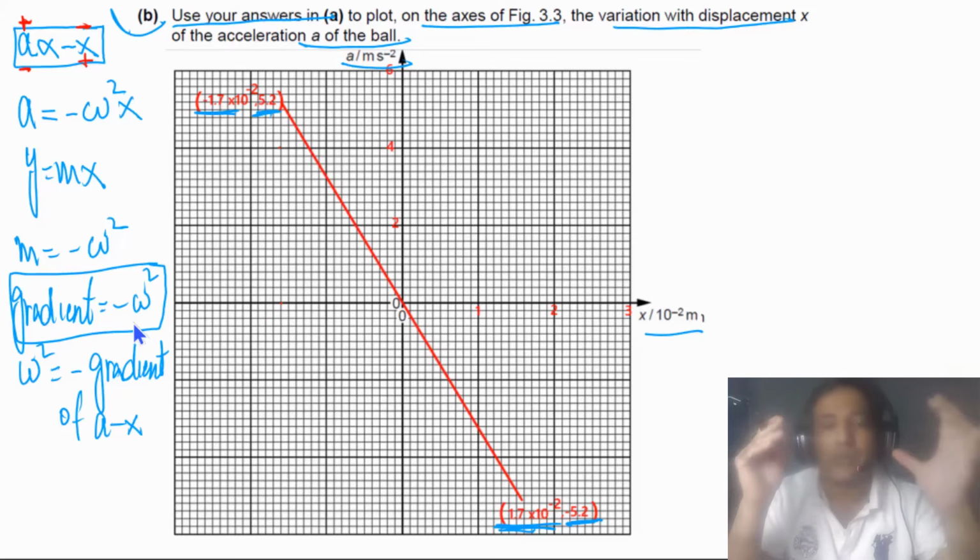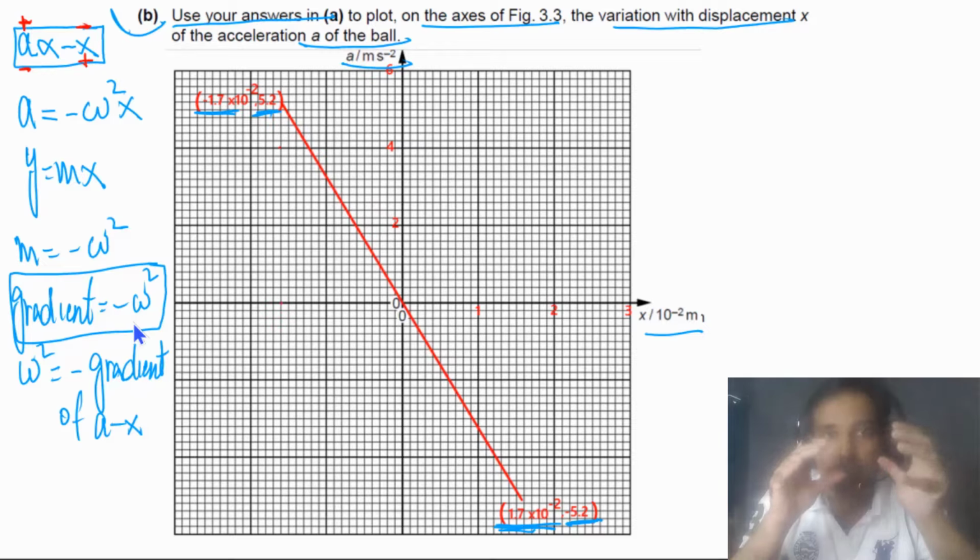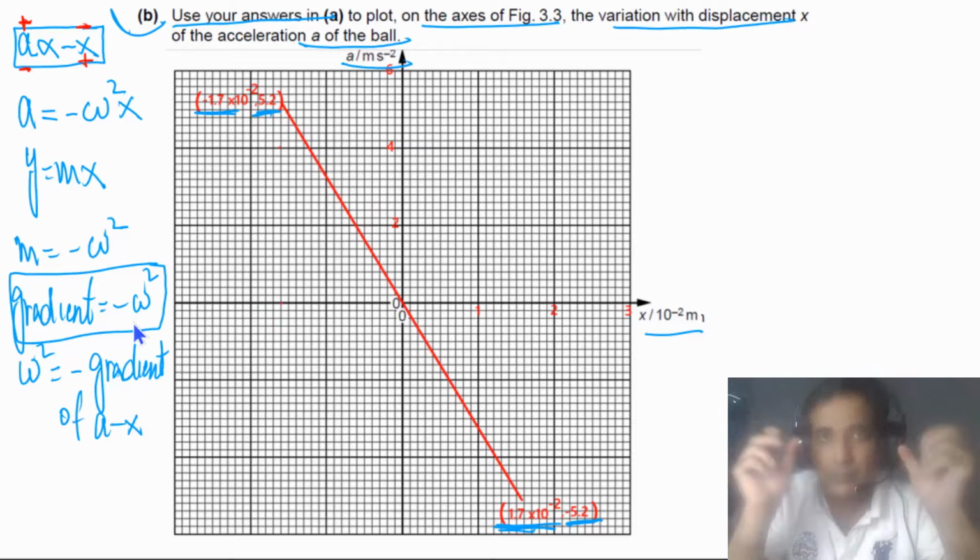So we have discussed a lot of questions about simple harmonic motion, and also we have discussed one question about gravitational field. I hope if you have watched this video carefully, you have a good understanding of these two topics.